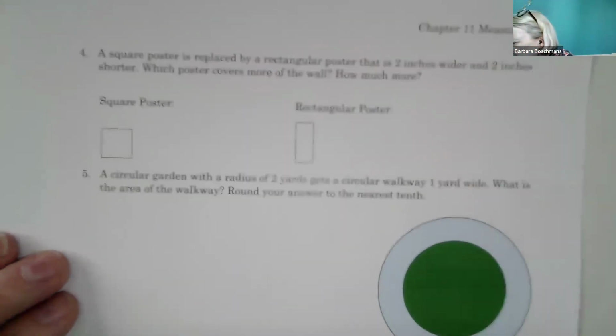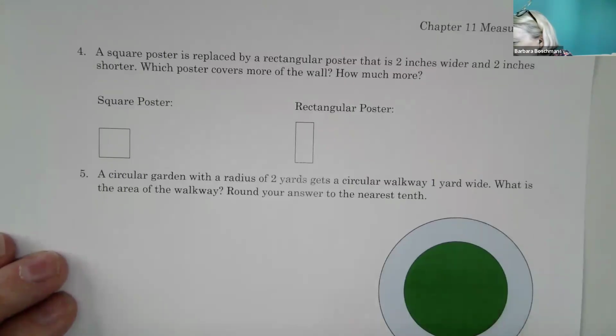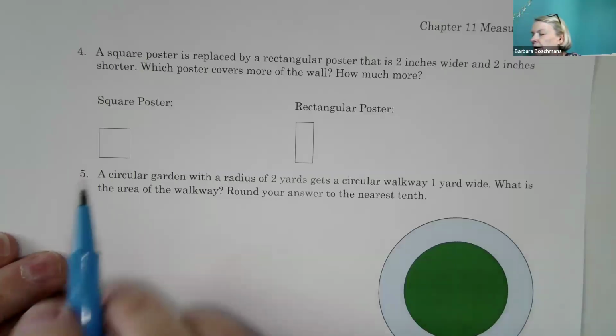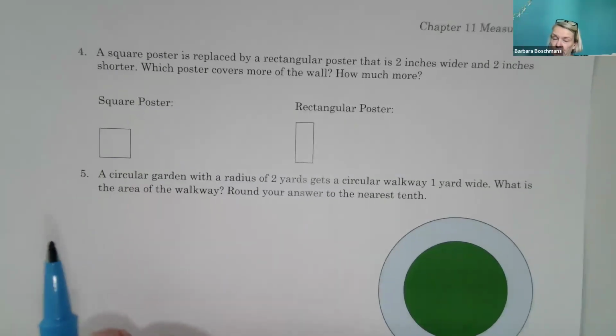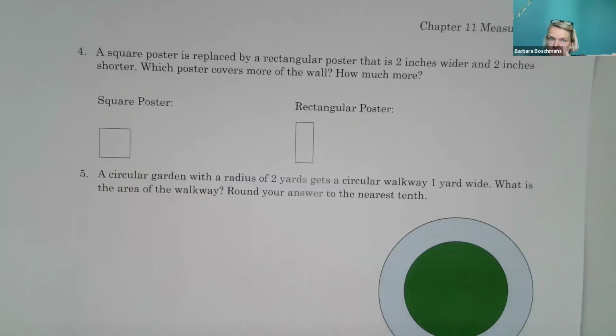Okay, a square poster is replaced by a rectangular poster that is 2 inches wider and 2 inches shorter. Which poster covers more of the wall? How much more? You can put numbers on these, just make them larger than 2. This 2 minus 2 would be 0. So any square that has a side that is larger than 2 inches, and then figure out the difference. You can do this with variables as well.